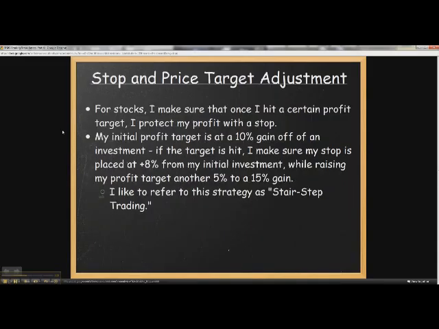So, let's wrap it up here. Stop and price target adjustment. For stocks, I make sure that once I hit a certain profit target, I protect my profit with a stop. My initial profit target is a 10% gain off of an investment. So with the short side, it would be 11.40. With the long side, it would be 14. In the case of our MMR example, if the target is hit, I make sure my stop is placed at 8% from my initial investment, while raising my profit target another 5% to a 15% gain.